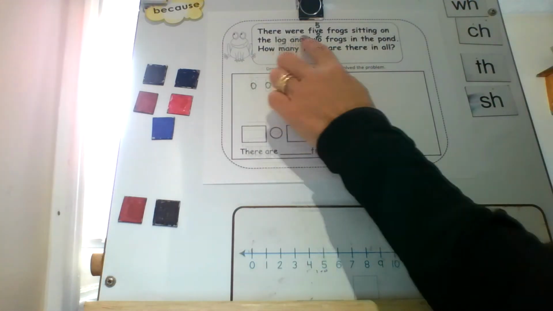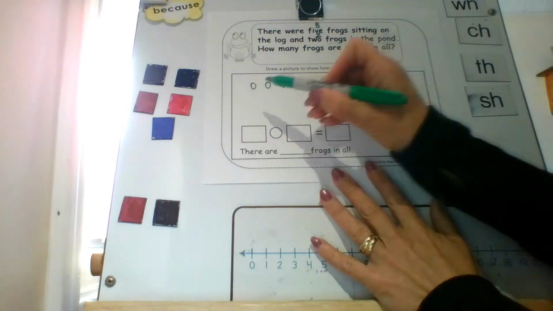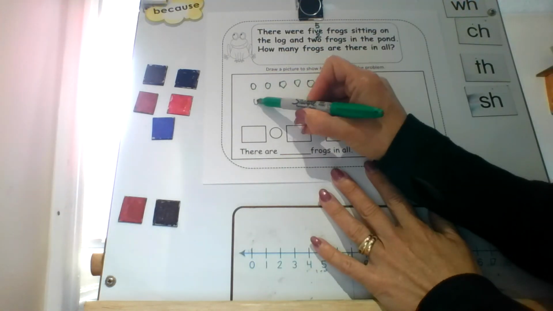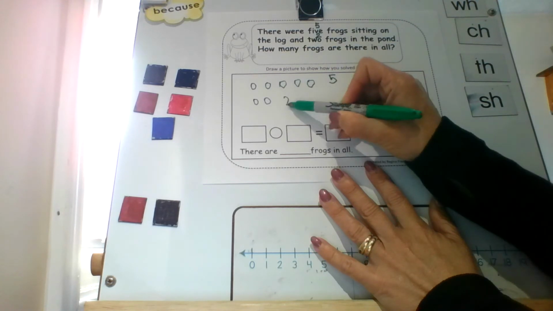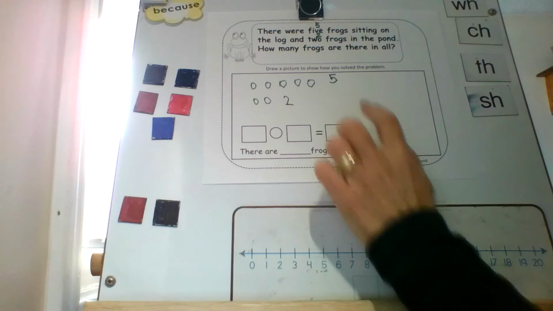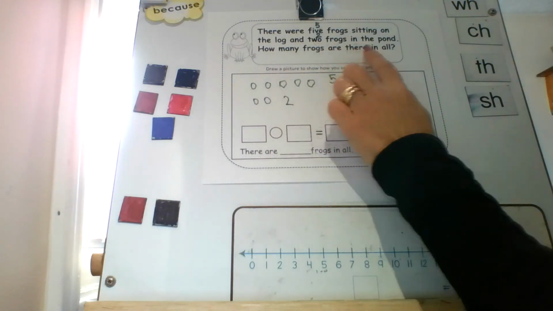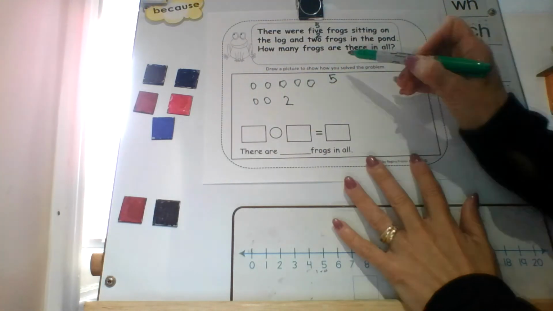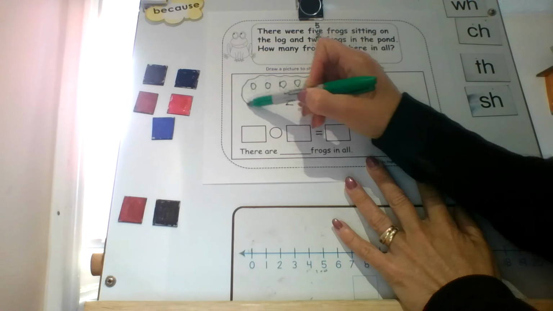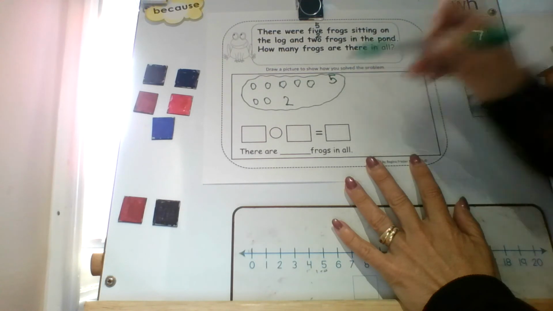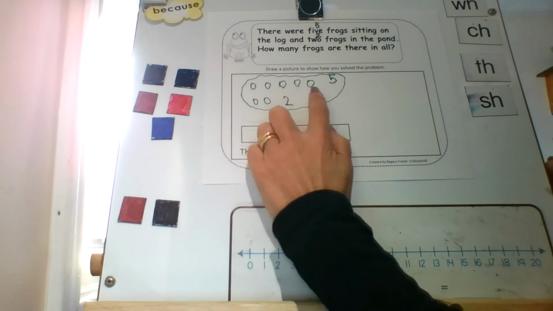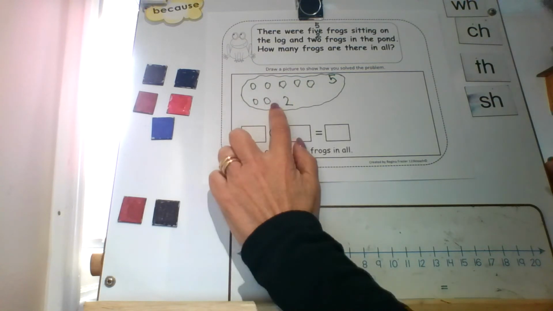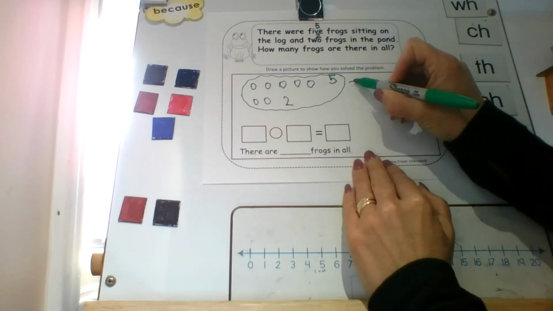And then there were 2 frogs in the pond. So I need 2 more. Remember, those go on the next line. We want to stay nice and neat. 2 more. And then it says, how many frogs are there in all? Well, circle them all up in all, and let's count them. 1, 2, 3, 4, 5, 6, 7. 7.